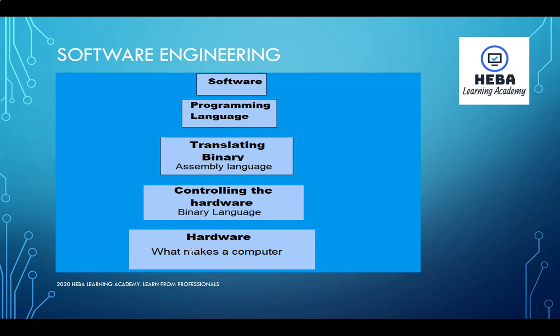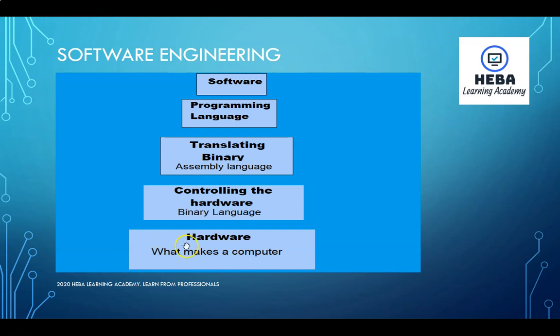So the actual hardware, the physical parts that make a computer: there is a memory, there is a control unit, there is a processing unit, and then there is the storage. So we will talk about those in detail.